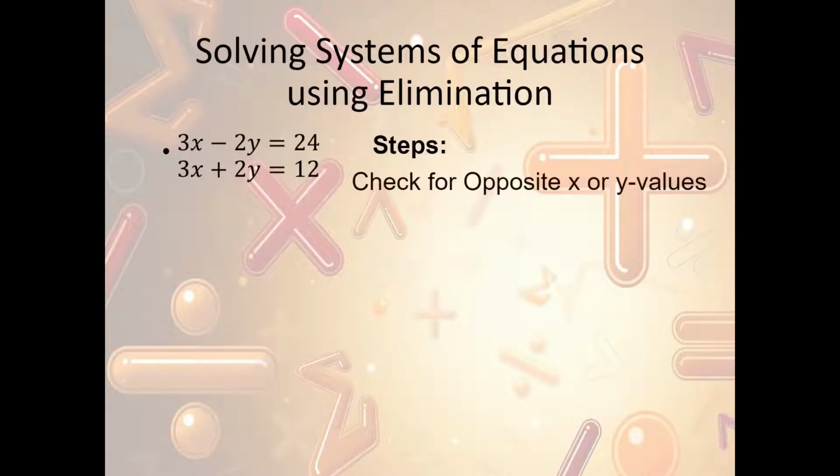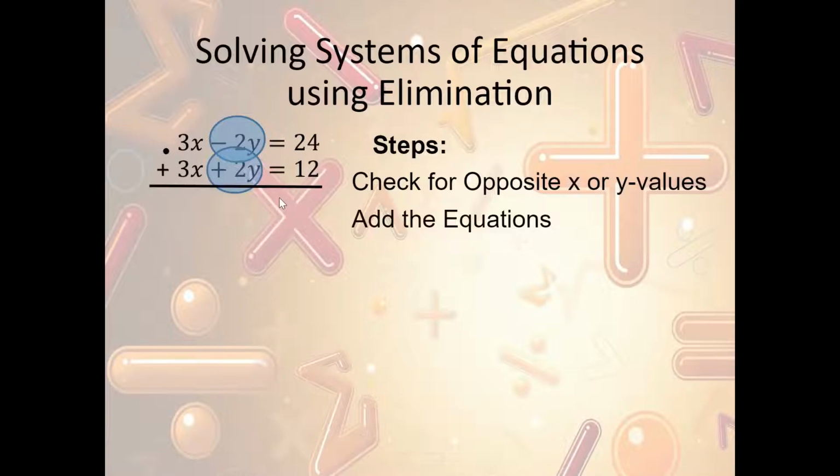Opposites mean they have the same integer but with opposite signs. For instance, we have a positive 3 and a positive 3. Those are not opposites. We have a negative 2 and a positive 2. Those are opposites. So these two represent opposites. If we have opposite x or y values, we're going to add the equations together. So we're going to add the entire equation.